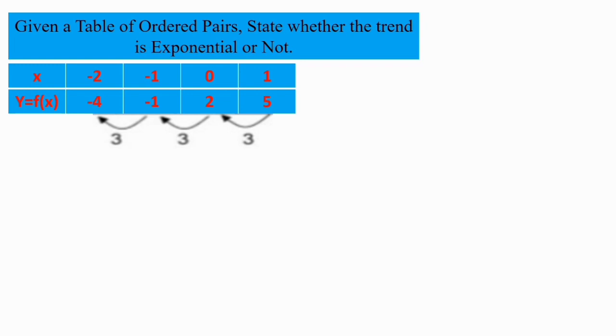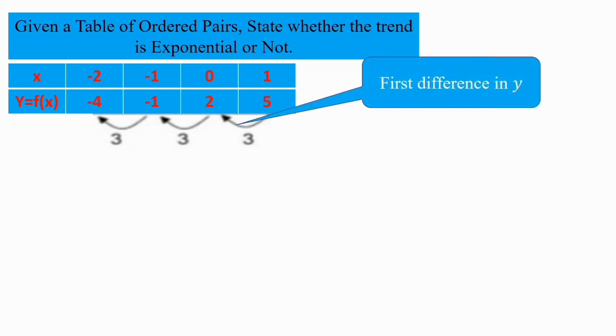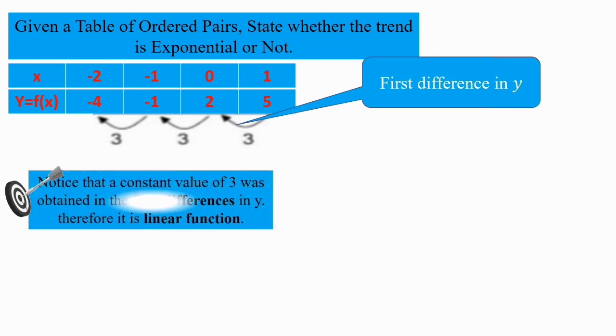So, kung makikita mo, class, pare-parehas yung difference nila. Kung yung first difference in y is the same, ibig sabihin, if you notice that a constant value of 3 was obtained in the first differences in y, therefore, it is a linear function. So, ibig sabihin, pag dun pa lang sa unang difference ng y natin is pare-pareho na sila, nakuha natin yung constant value nila, ibig sabihin, it is a linear function. So, hindi siya exponential function.